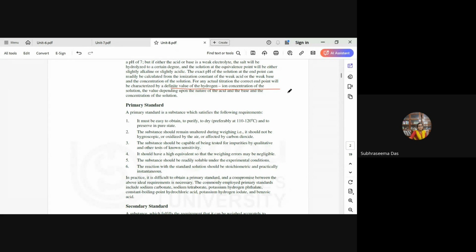That is, it is easy to obtain, it should remain unaltered during the process, it should be capable of being tested for impurities, like it should be free from impurities and other sensitivity, it should have a high equivalent weight so that weighing errors are negligible, it should be readily soluble under experimental conditions, and the reaction with the standard solution should be stoichiometric and practically instantaneous.